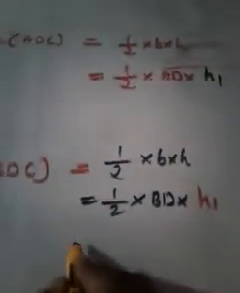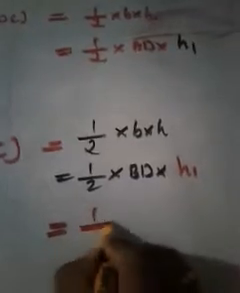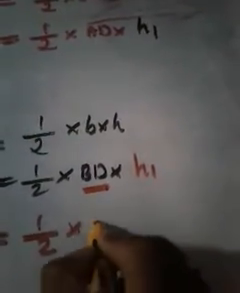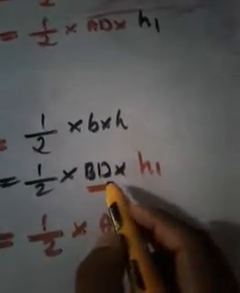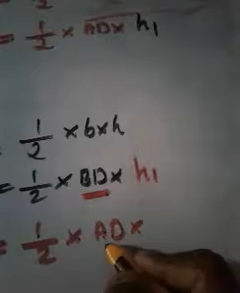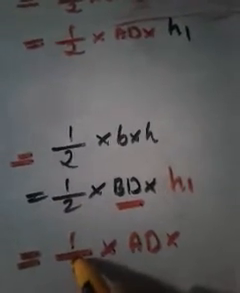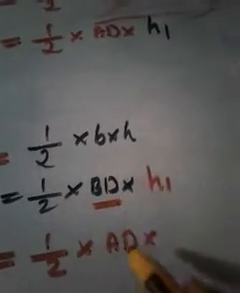You may have understood. So let me modify it. Half into BD is the base, no? Half as it is without any change. Instead of BD, can I write AD? That is the question. See, instead of BD, can I write AD?